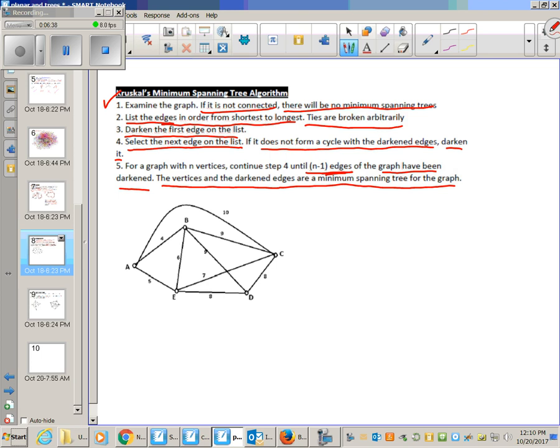So I think the first one is going to be AB with weight 4. Then we're going to have AE with 5. So we did this one, we did this one. The next lowest one will be BE with 6. After that, it looks like we have CE with 7.